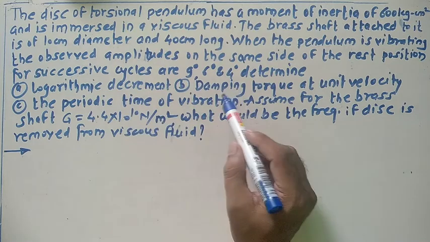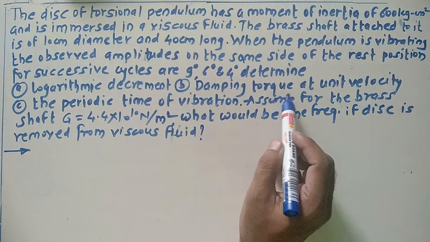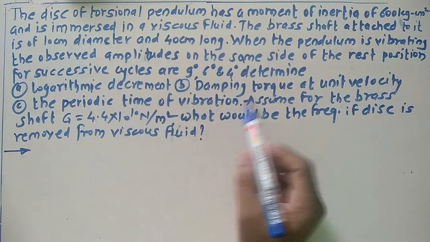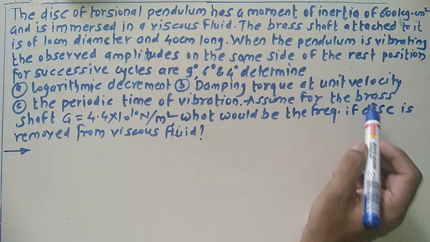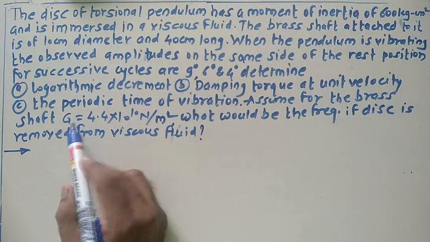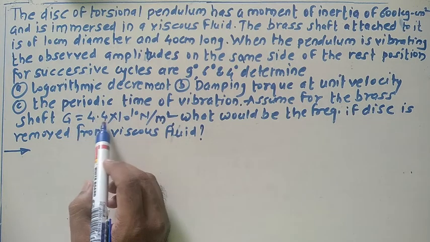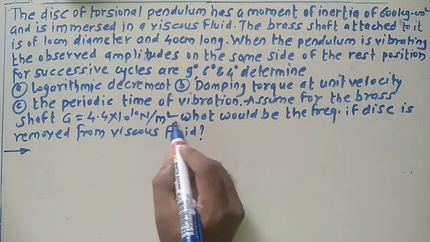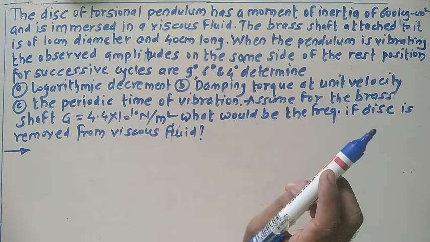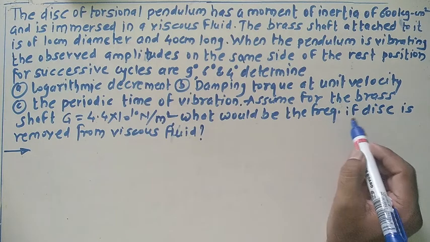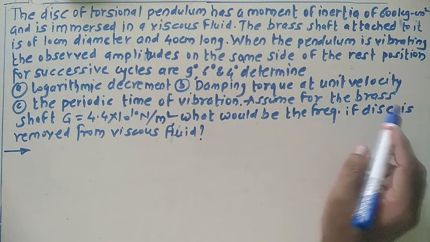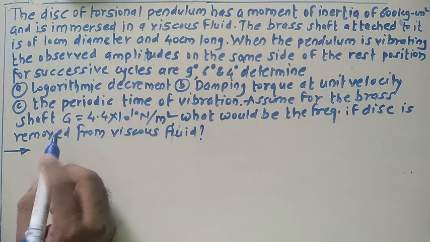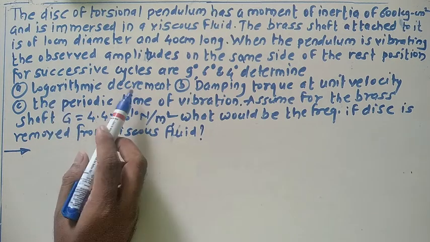Second point, the damping torque at unit velocity. Third point, the periodic time of vibration. Assume for the brass shaft G equals 4.4 into 10 raised to 10 Newton per meter square. At what would be the frequency if the disc is removed from the viscous fluid? Okay, so our first target is to get the logarithmic decrement.